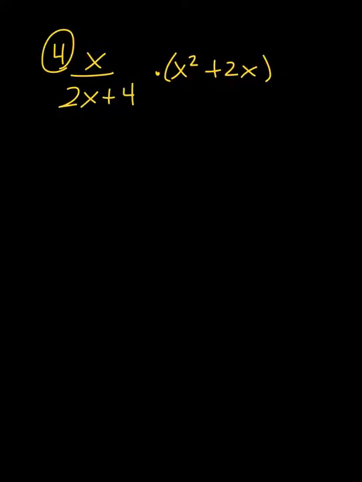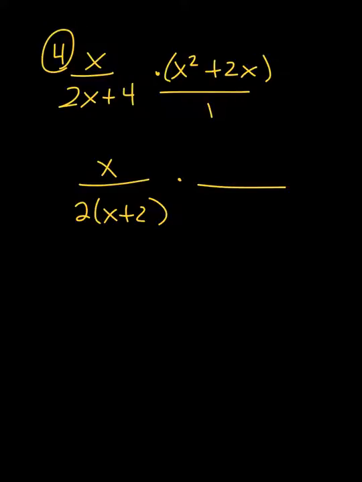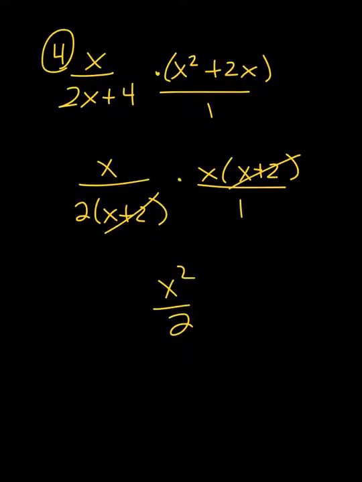In number 4, my numerator is just a monomial, so that x is going to stay there. My denominator, I have a greatest common factor, which is 2. So I have 2 times the quantity of x plus 2 times. Now this right here is a numerator. It's really over 1, so if that helps you, you can do that. My greatest common factor there is x, so I'm left with x times the quantity of x plus 2 over 1. X plus 2 will simplify, and I'm left with x times x, which is x squared, all over 2.